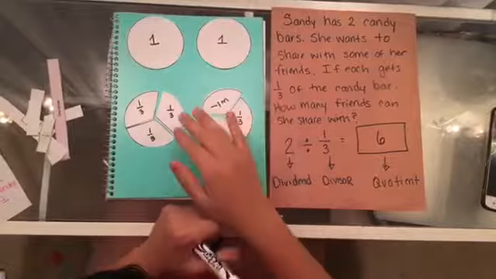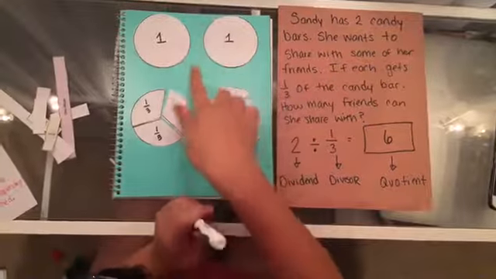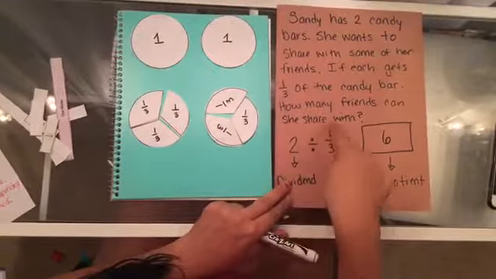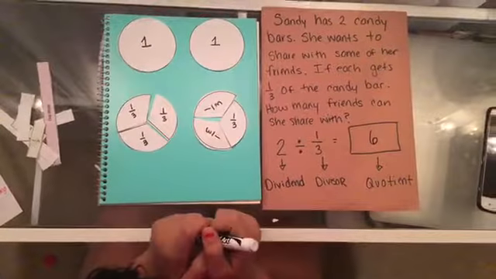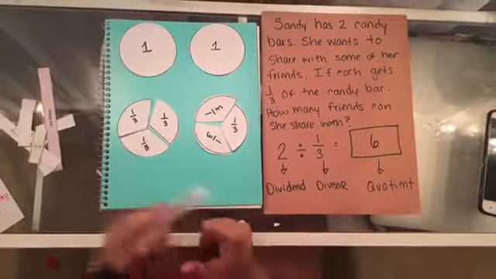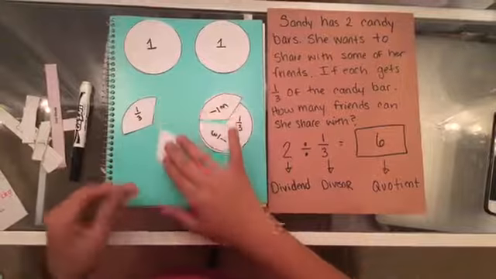So going back to this, the 2 candy bars were our wholes, and 1/3 were the parts we were trying to divide by. Okay, let's go ahead and go to our next model.